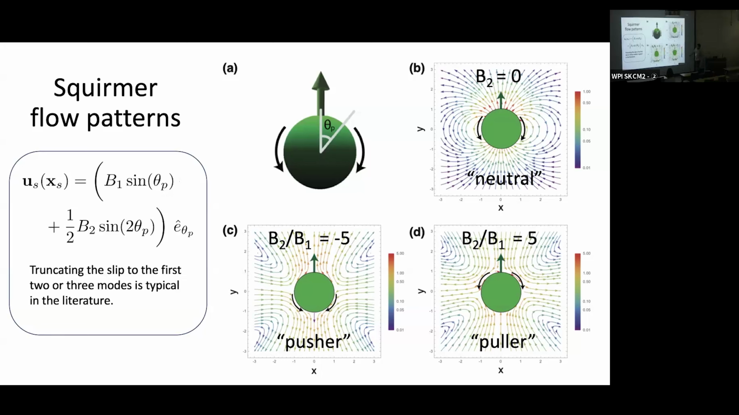And you see that these flow fields tend to have flow coming out of the poles. For the pusher, it's coming out. For the puller, it's being sucked in. And then for the pusher, we have flow coming into the equator. And for the puller, we have flow going out of the equator.